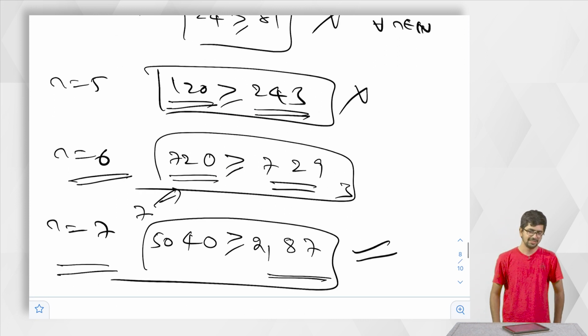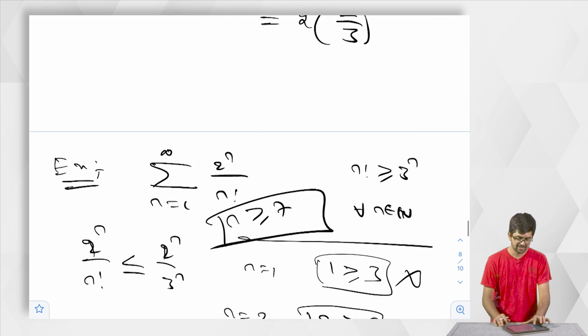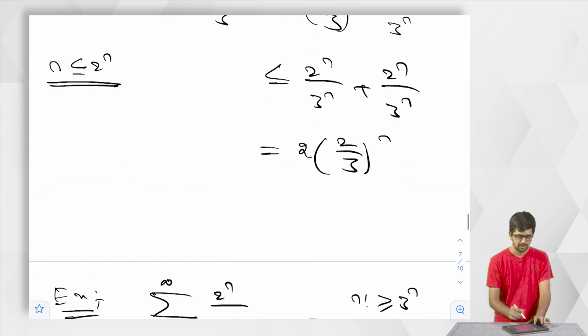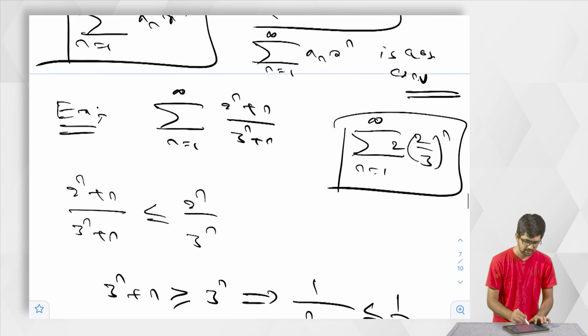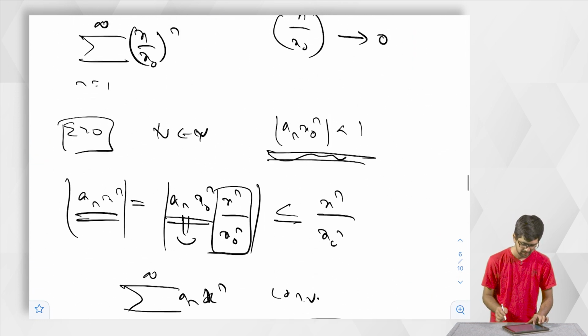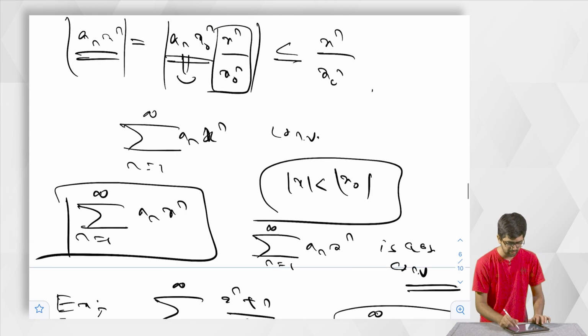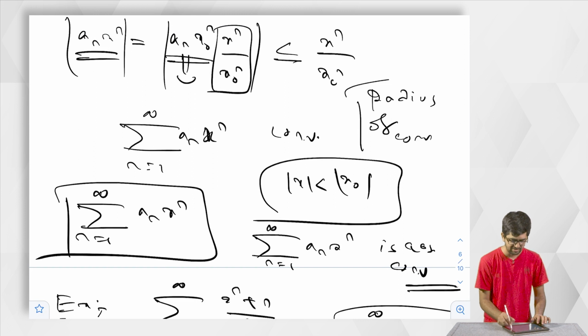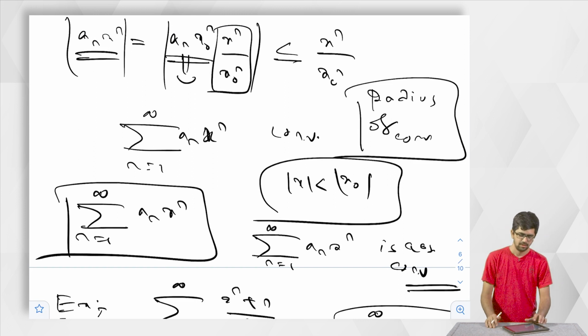So these are the examples. We have done 2 examples and 1 test, then something about power series. Then I mentioned radius of convergence. This I will add in the lecture notes. Right here it is radius of convergence. This I will mention in the lecture notes.